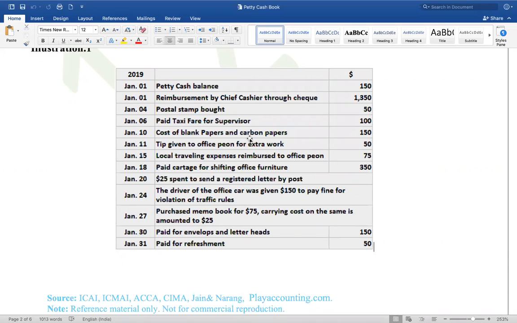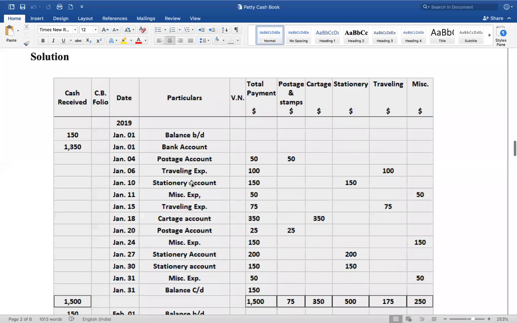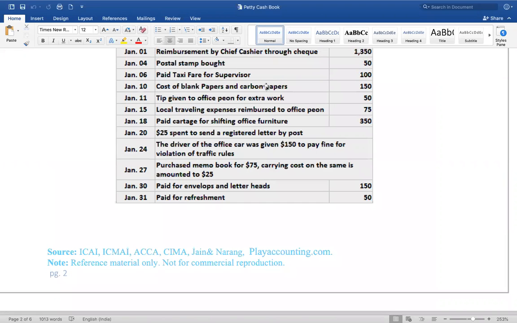Cost of blank papers and carbon papers. What is this? Stationery. It is part of stationery. You gave a heading stationery, 150. So take this 150 and dump it in the total payment column.